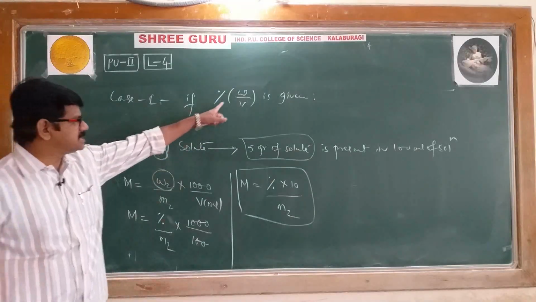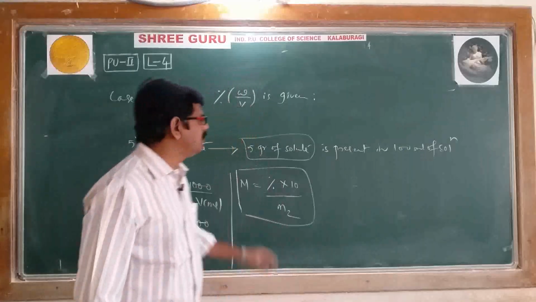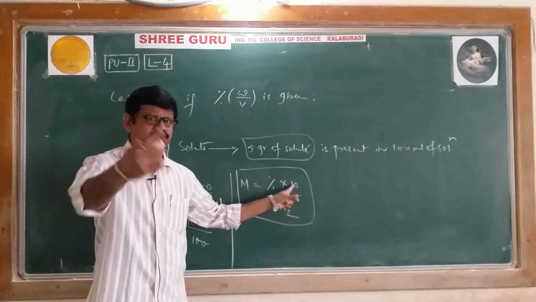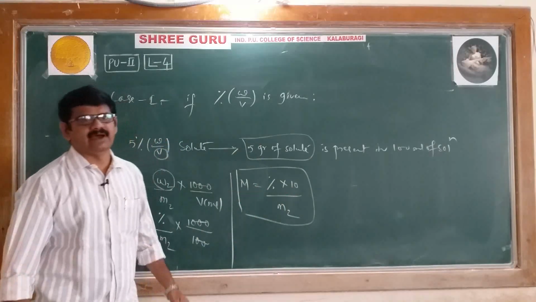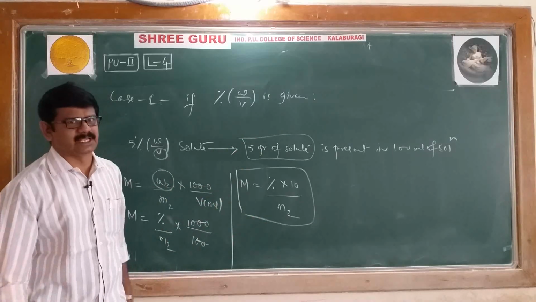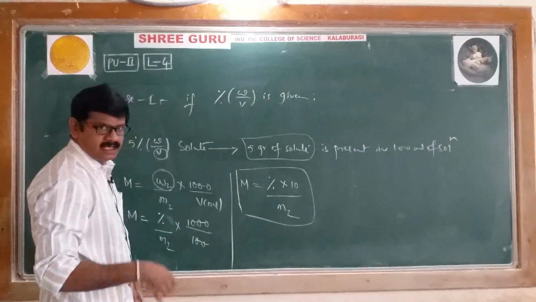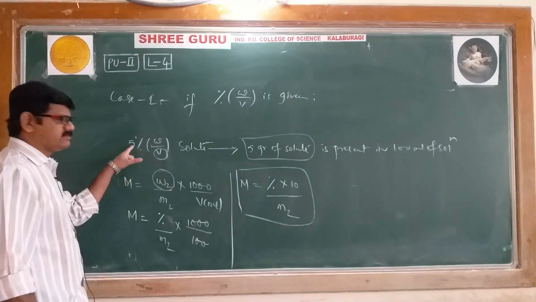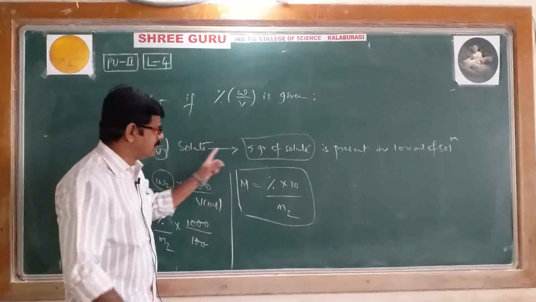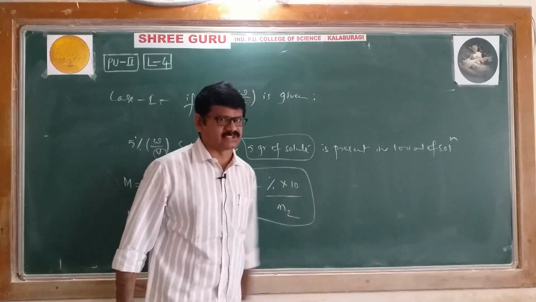If a percentage W by V is given, what is its molarity? Whatever the percentage given, write it here, into 10, divided by the solute molar mass. If you write that, you will get the direct answer. Once again, if a percentage W by V is given, how do we calculate molarity? For that, one example: 5% W by V solute means 5 grams of solute is present in 100 milliliters of solution.